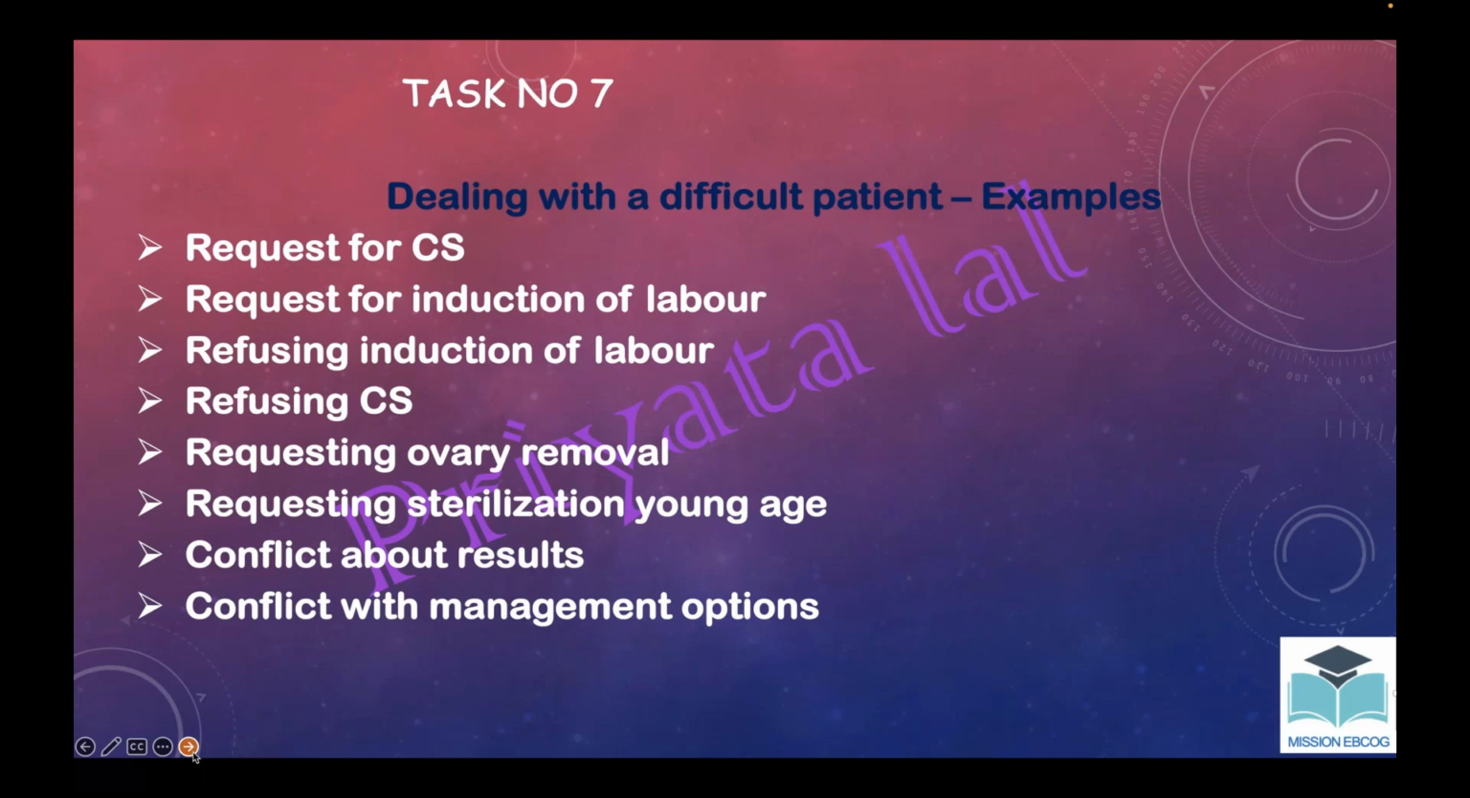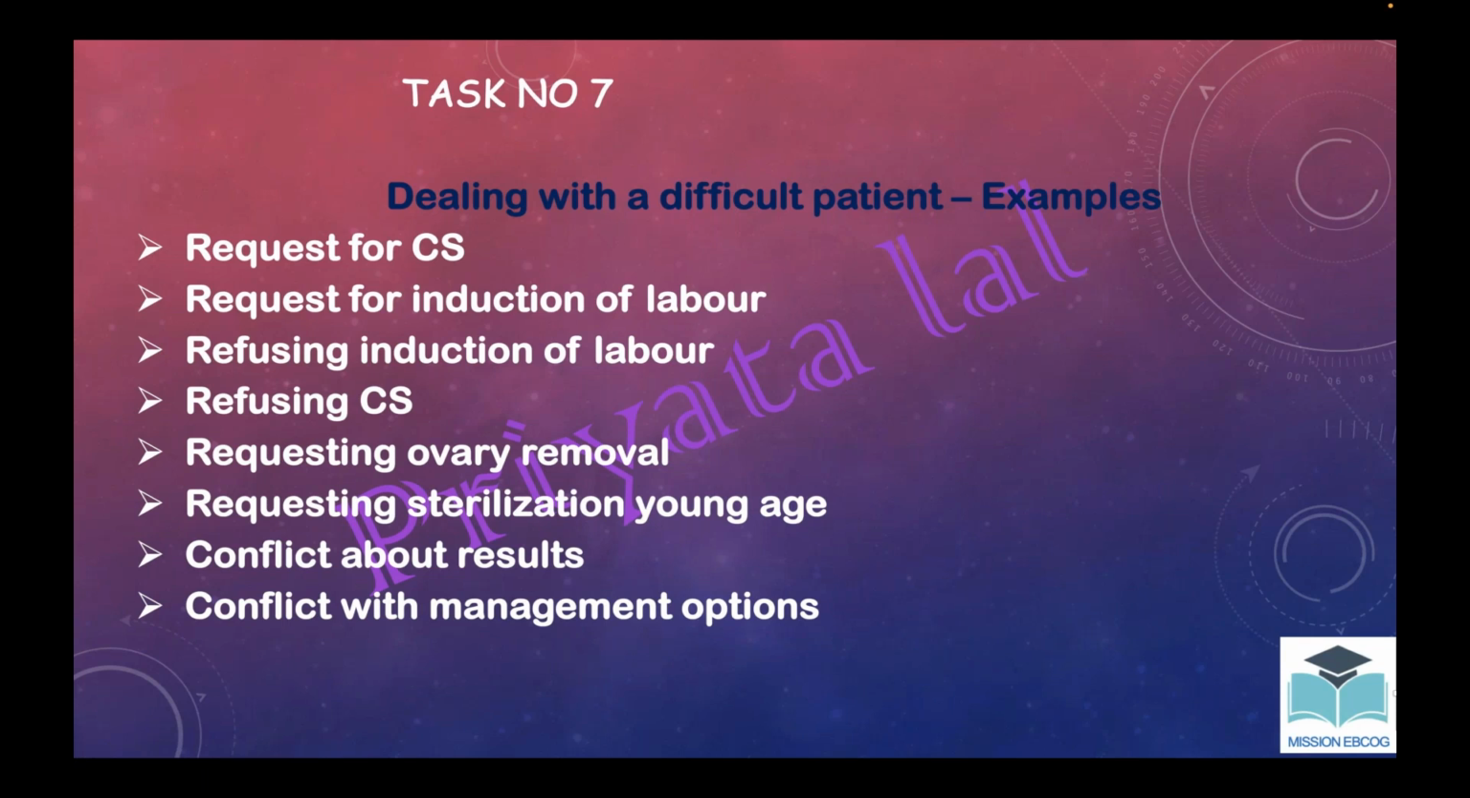Some investigation has come, and she doesn't believe that, or there is a conflict about it, and a conflict about management. For example, there is a footling breech. The management option, we know, is cesarean section, but the patient is adamant on vaginal. So this would be a sort of conflict in management. Then they are seeing your skills, how you are taking care of your difficult patient. So this kind of scenario could be there. Again, it could be anything from obs, it could be anything from gynae, because there are no modules.